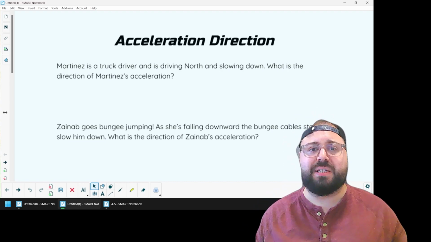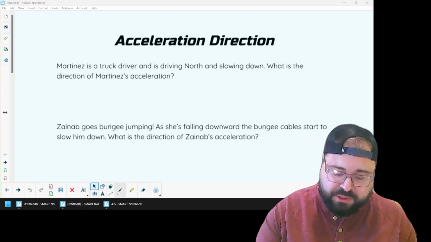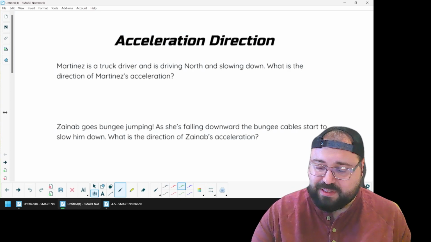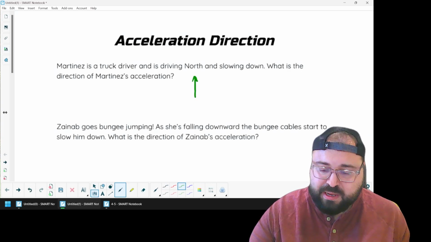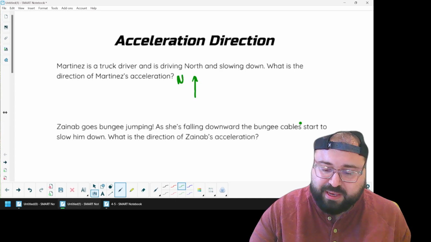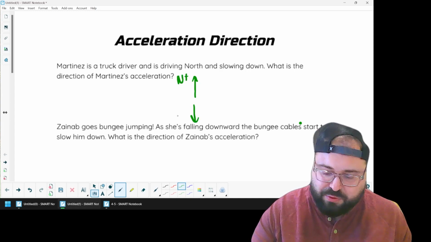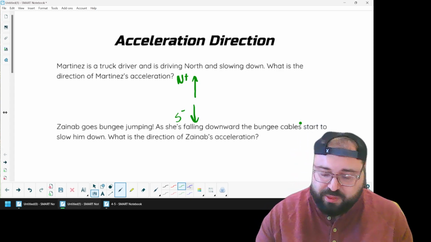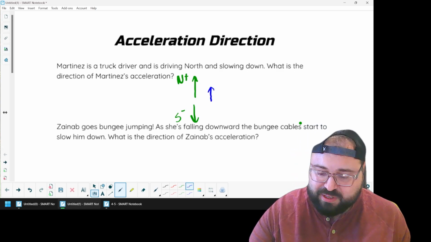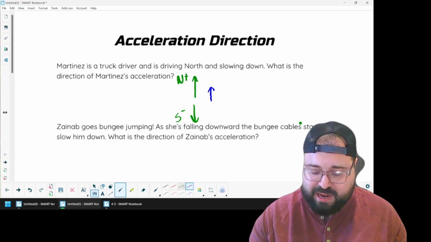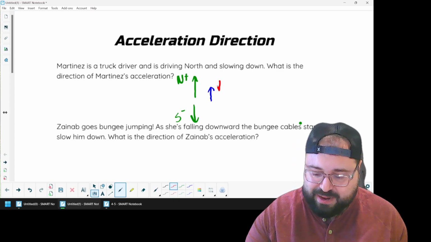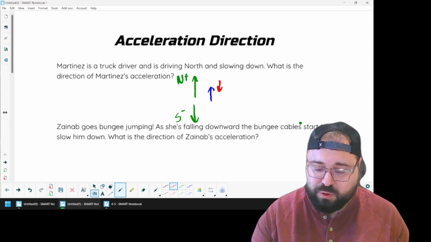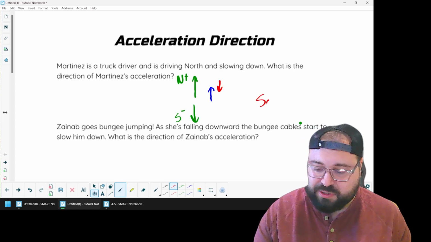So let's look at a few of these examples here. Okay, so in this example from your homework, we have a truck that's going north. So that means north is positive and south is negative. Now, our truck is actually traveling north. If you wanted to slow this truck down, which way would you have to push? Well, you would have to push that way to slow it down. So the direction of our acceleration would be south. So the answer here is south.